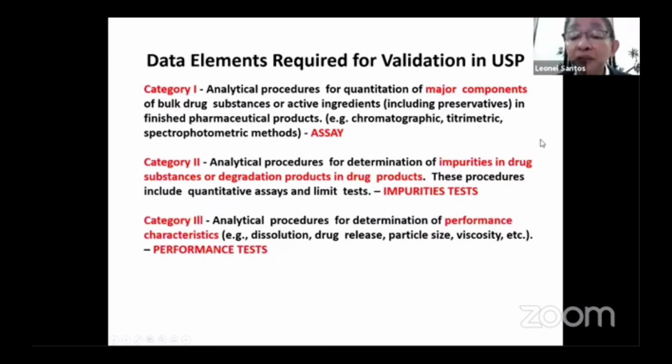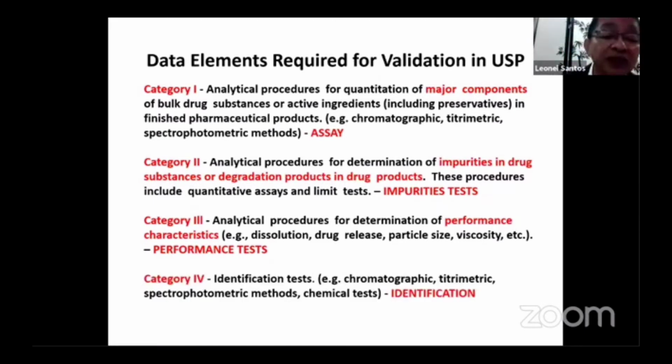Category 2 would be impurity tests. Impurities can either be organic, inorganic, residual solvents, or elemental analysis. So category 2 is focused on impurities in drug substance and drug products.